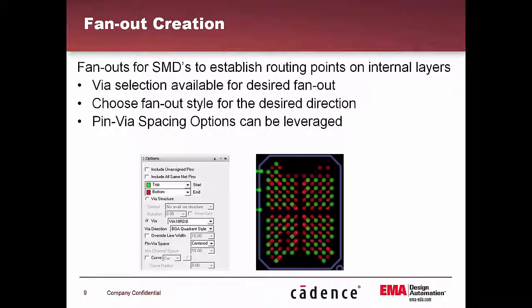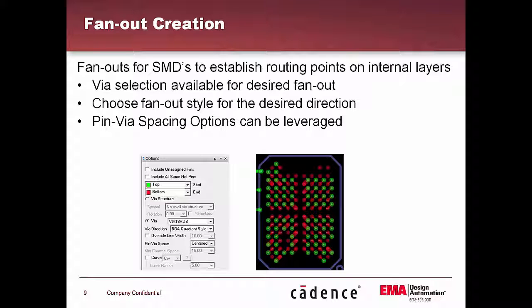The next thing is fan-out creation. So fan-outs for surface mount devices, this establishes routing points on all the internal layers so that we can get to it with the Autorouter. And we have a very powerful command within the PCB editor to create these fan-outs. And we have quite a bit of control. We can choose the vias that we want to use for the particular fan-out. We can also choose the fan-out style for the particular desired direction, depending if it's a VGA or if it's a connector or things of that sort.